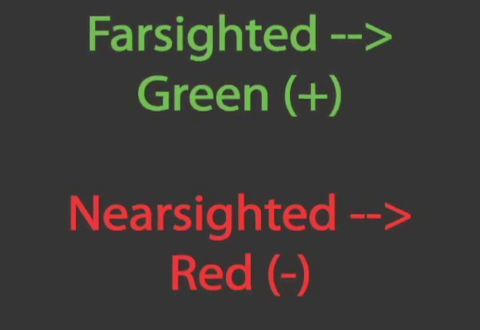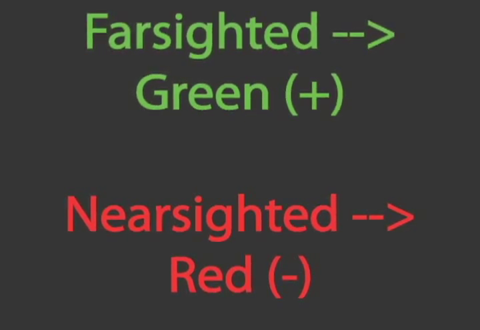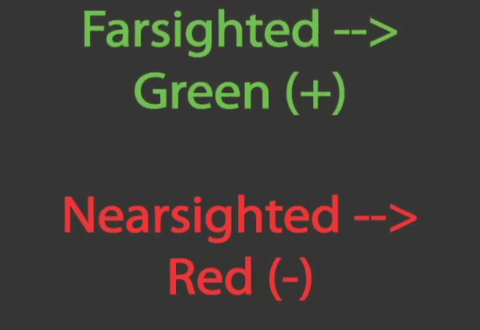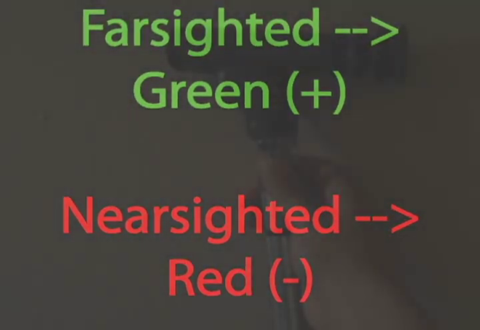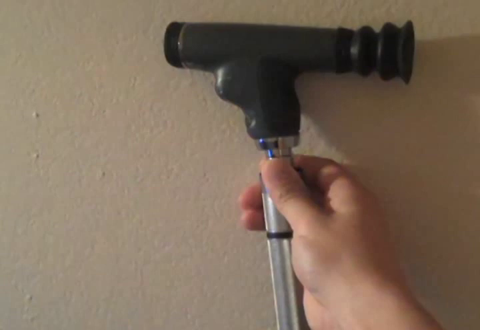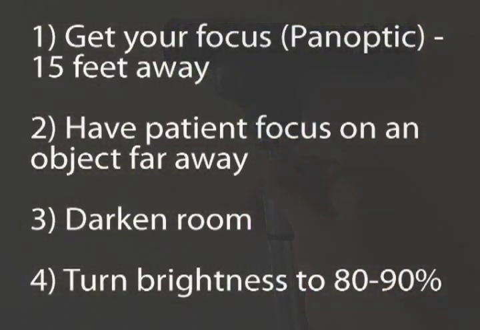Another way of thinking of this is, if you make the dial more green, you'll be able to focus in on things close, and if you make the dial more red, you'll be able to focus better on things far away. Now that we have all the settings down on our ophthalmoscope, it's time to do one last thing, which is use it. Before we begin the demonstration, there's a few things to do first.